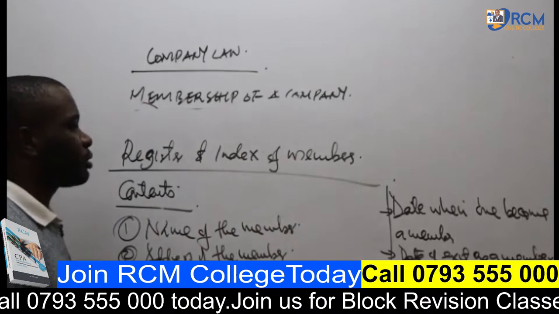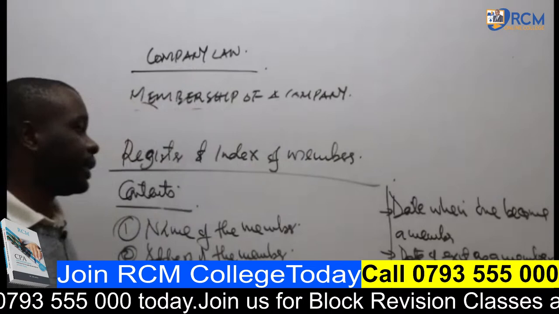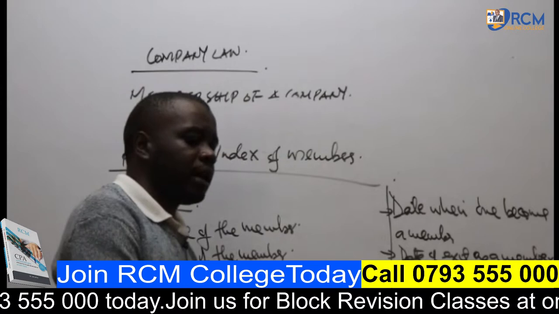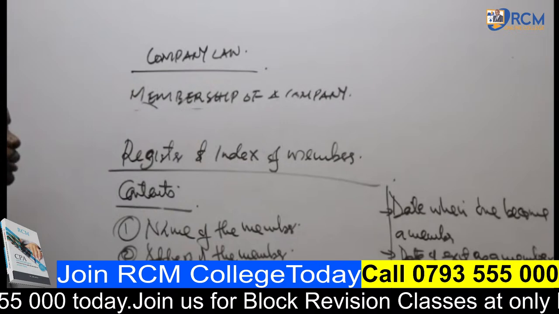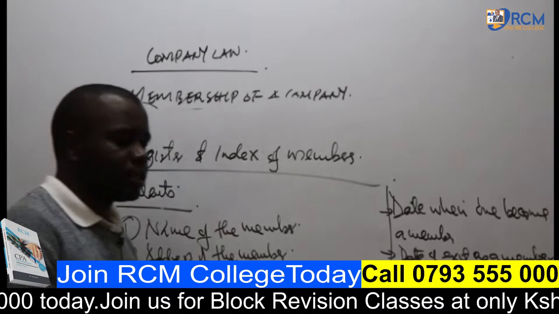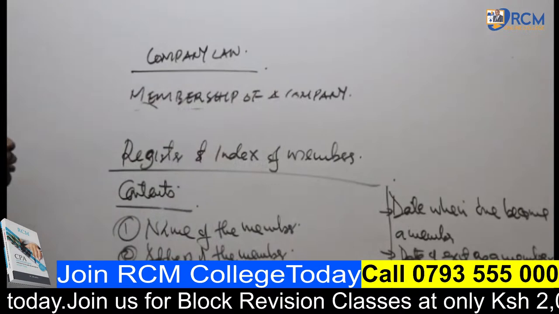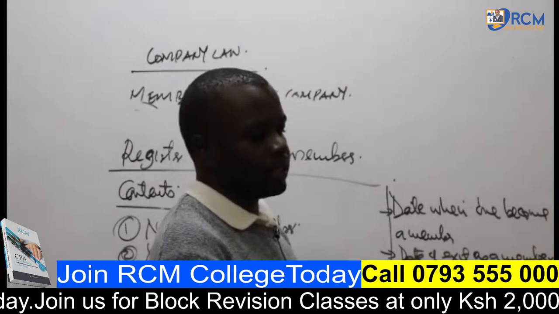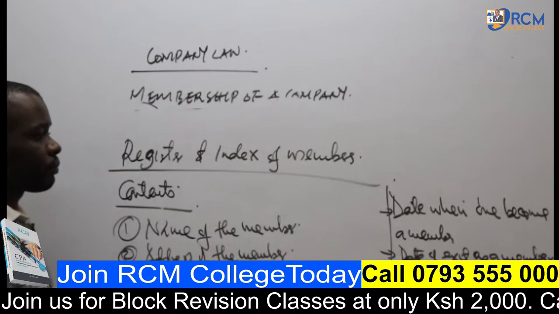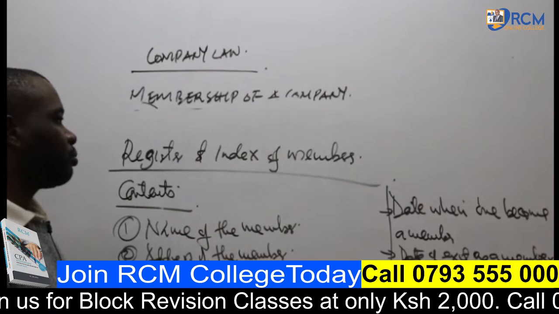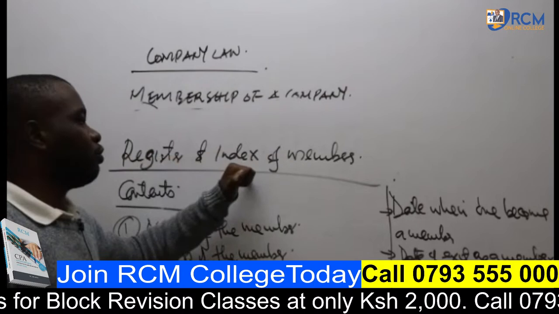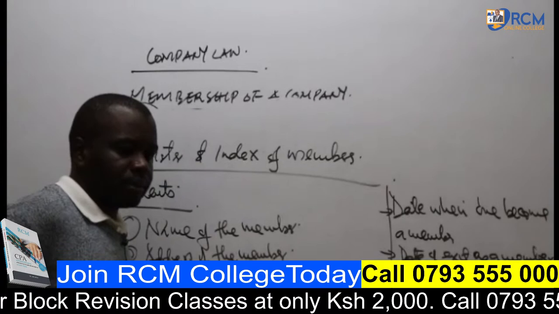So if the company has more than 50 members, it will maintain an index of members that will be in a card form, each and every member having a card where his details are maintained. So all of them are put together. And of course, the card will have all the contents we are talking about in the register of members. So that is what you need to know about the register and index of members. If the company has more than 50 members, it will be required under the Companies Act to maintain an index of members in a card form that contains all the details pertaining to a register of members.